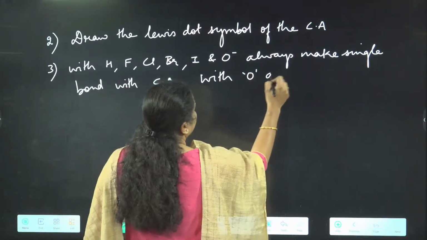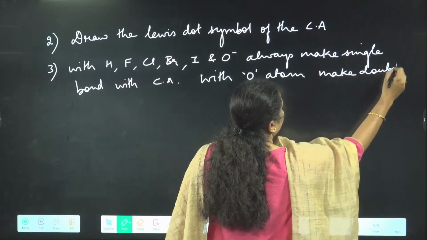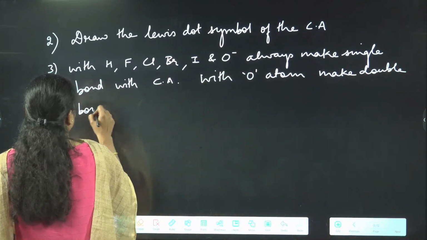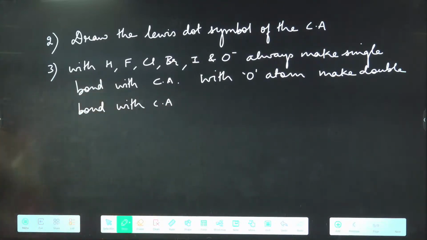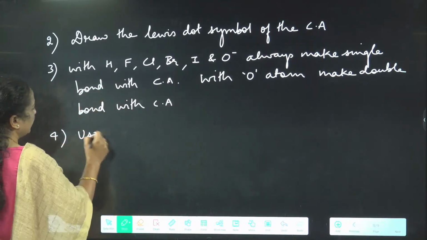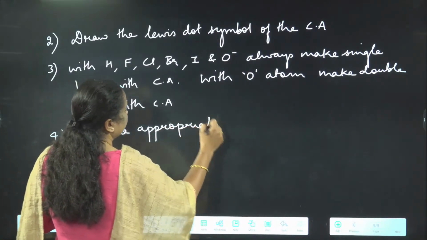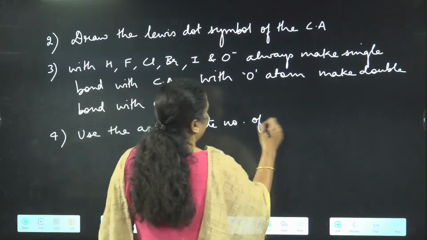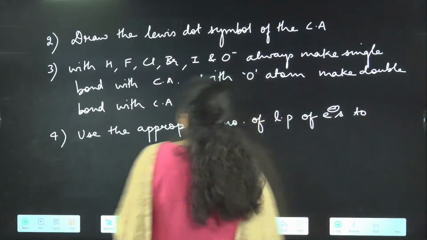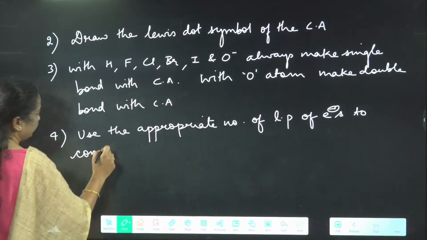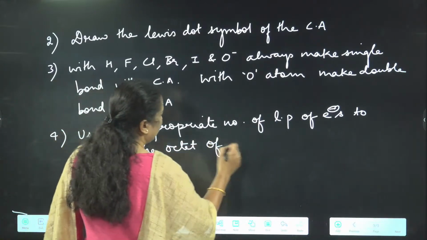With oxygen atom, make double bond with central atom, right? Then use the appropriate number of lone pairs of electrons to complete the octet of the surrounding atom.